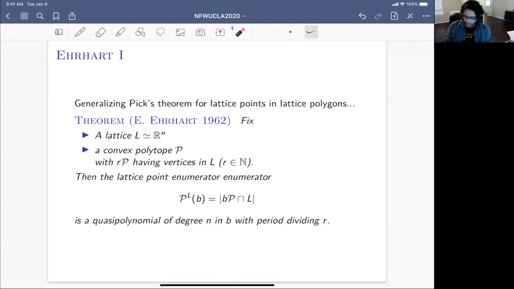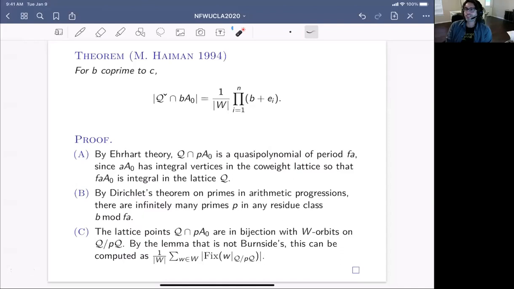So Mark Haiman's proof uses Ehrhart theory, but it doesn't just use Ehrhart theory, it uses a bunch of things. So first of all, he gets polynomiality by Ehrhart theory. Let's ignore the technical difficulties. He's just trying to figure out the number of coroot points living inside of this particular simplex. Then he says, well, okay, since I have some sort of coprimality condition, or some sort of relatively primeness condition, I'm going to use Dirichlet's theorem on primes in arithmetic progressions.